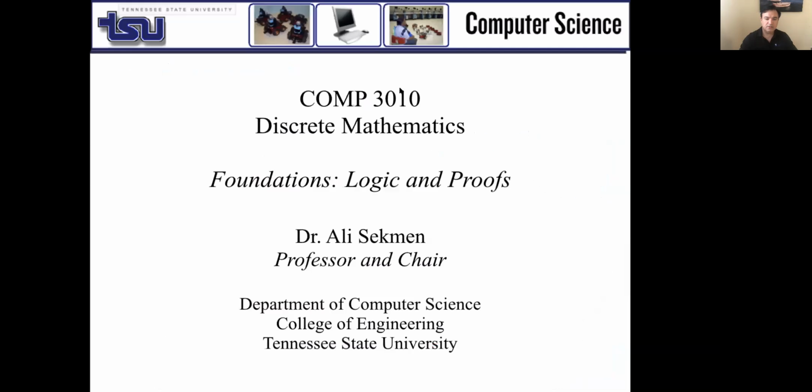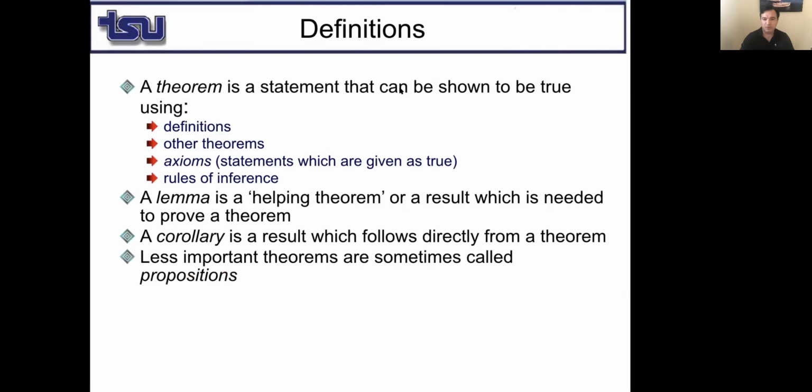A lemma is a helping theorem. That means it can be used to prove a theorem. A corollary is a result that directly follows from a theorem. For example, if you can prove something in general, a special case of that general statement might be a corollary. Sometimes we have propositions, which are less important theorems, and those are typically used to prove a larger theorem.